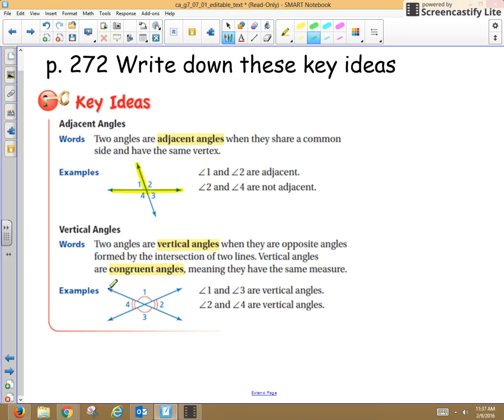So I will highlight the examples. Angle 1 here and angle 3 are considered vertical angles. If you notice, they are opposite each other. They're formed by two lines that intersect, and the angle measures are the same, or congruent. From the opposite angle, angle 2 here and angle 4 are also vertical angles. They have the same measure, and they are formed by two intersecting lines. So copy this down and include the drawings as well as the vocabulary.